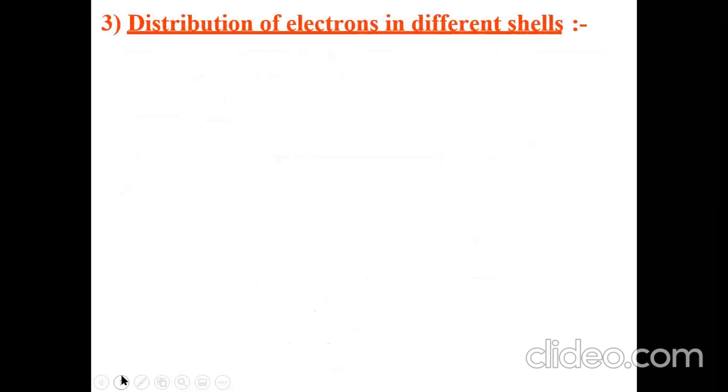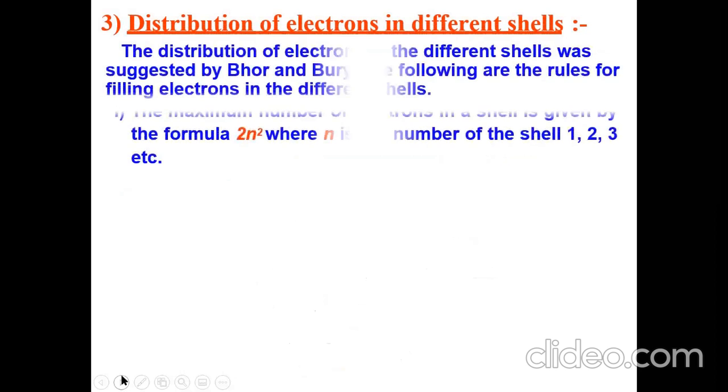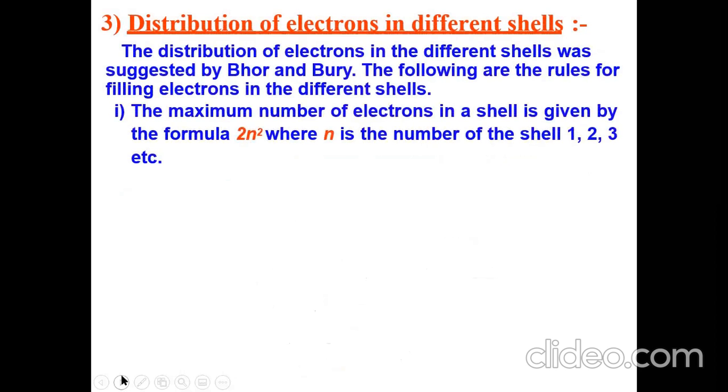Now, distribution of electrons in different shells. How will these electrons distribute in different orbits? The distribution of electrons in the different shells was suggested by Bohr and Bury. The following are the rules for filling electrons in the different shells. The maximum number of electrons in a shell is given by the formula 2n square, where n is the number of orbit as well as number of shell.